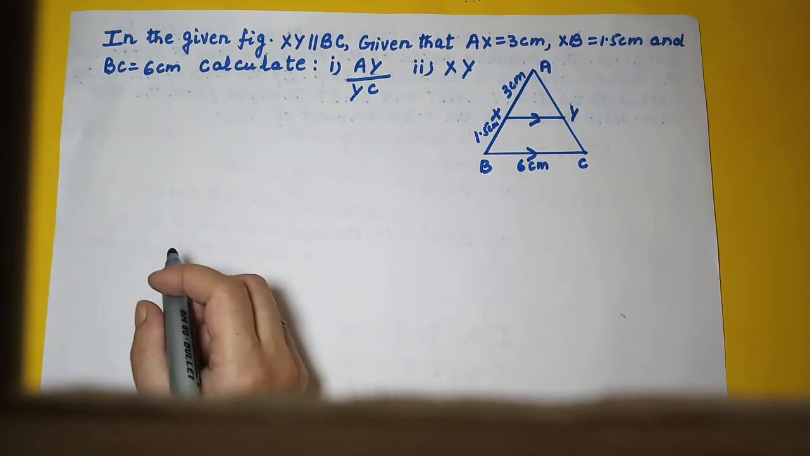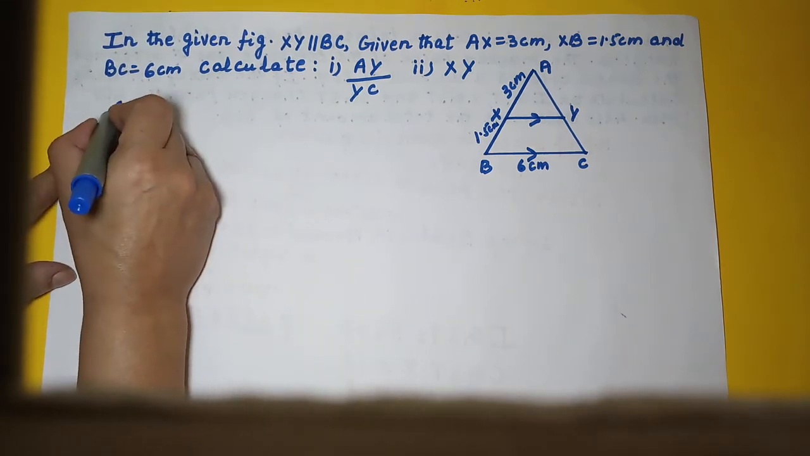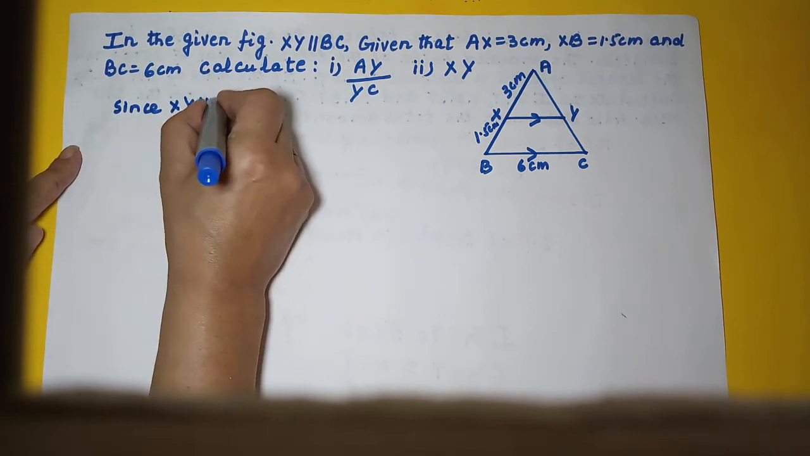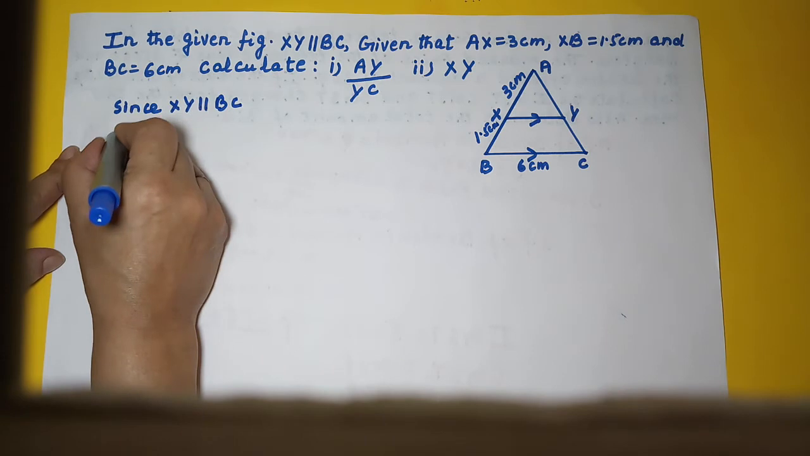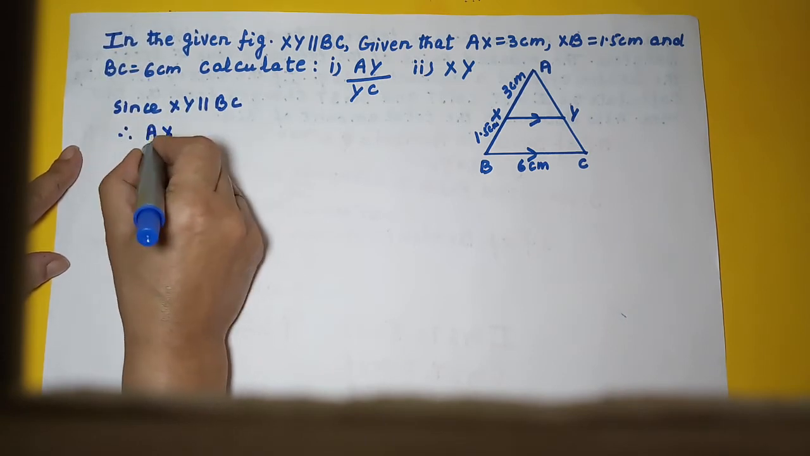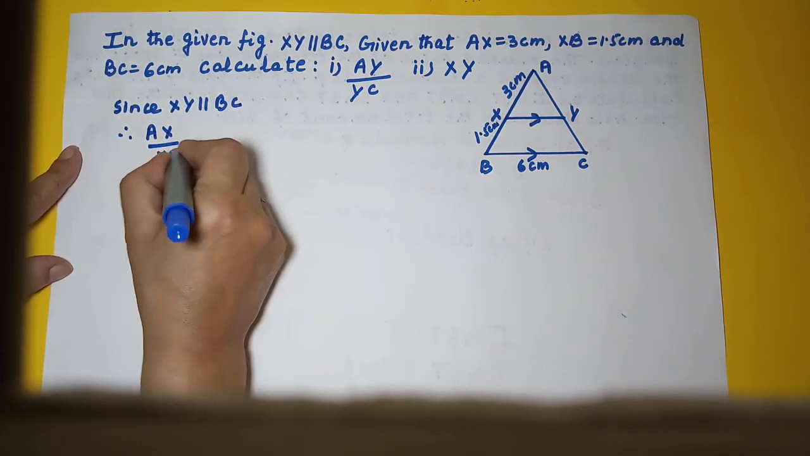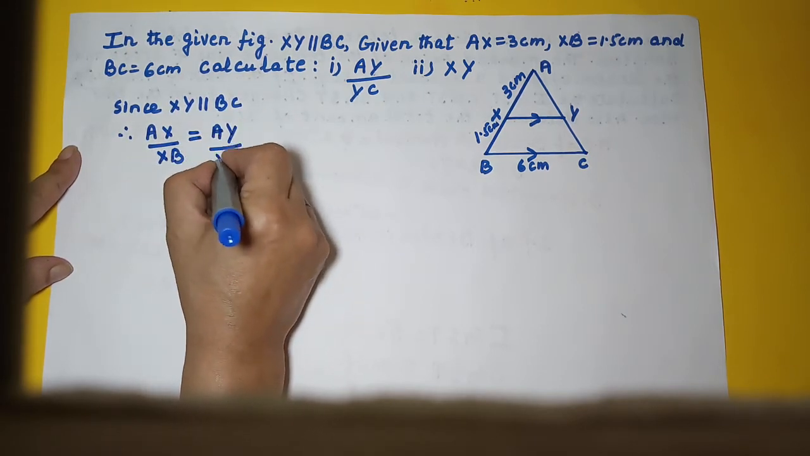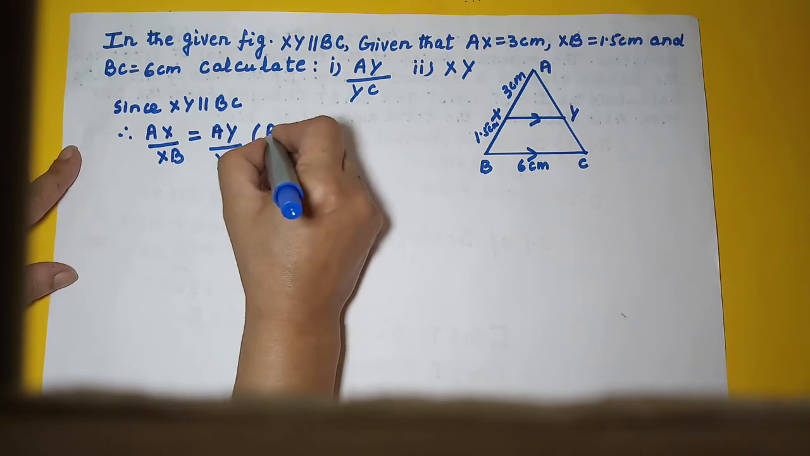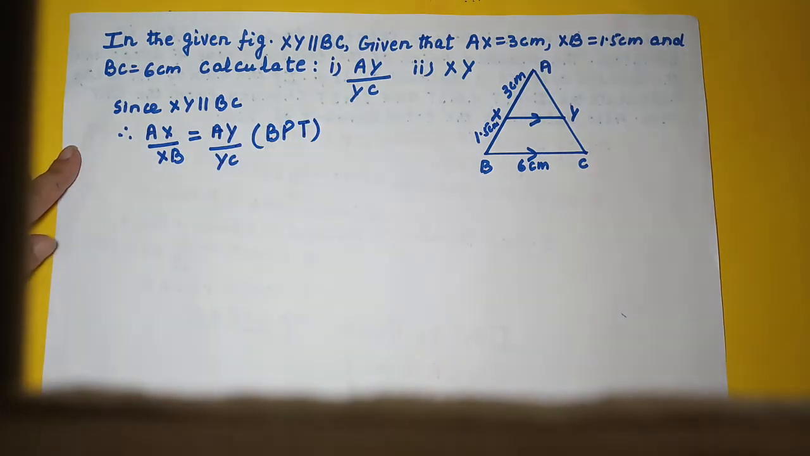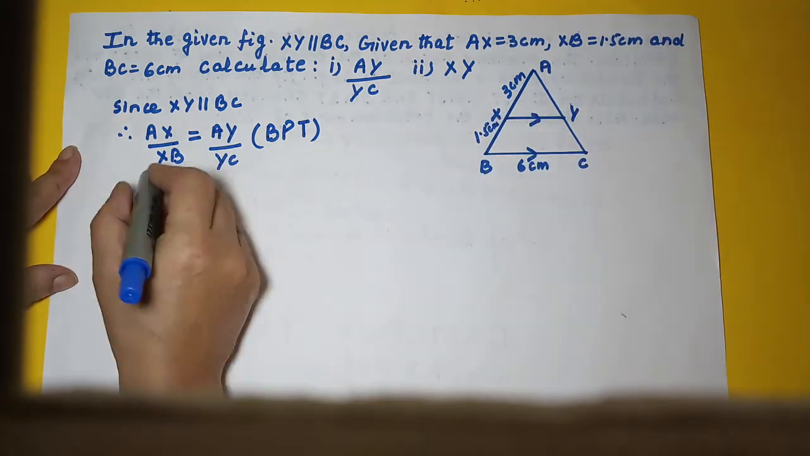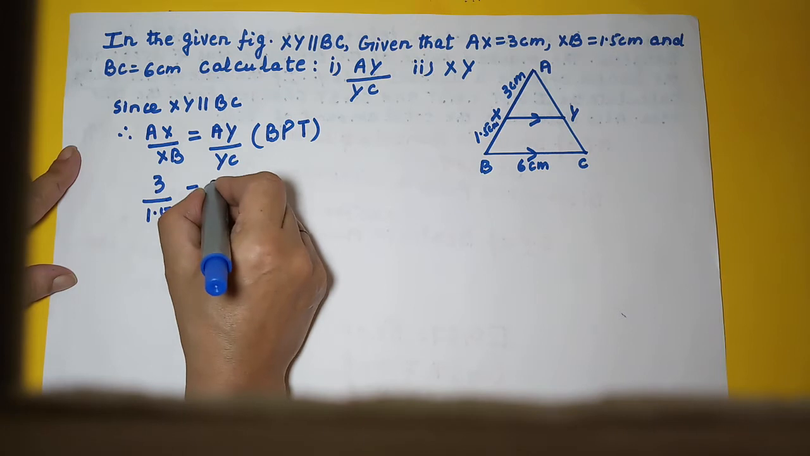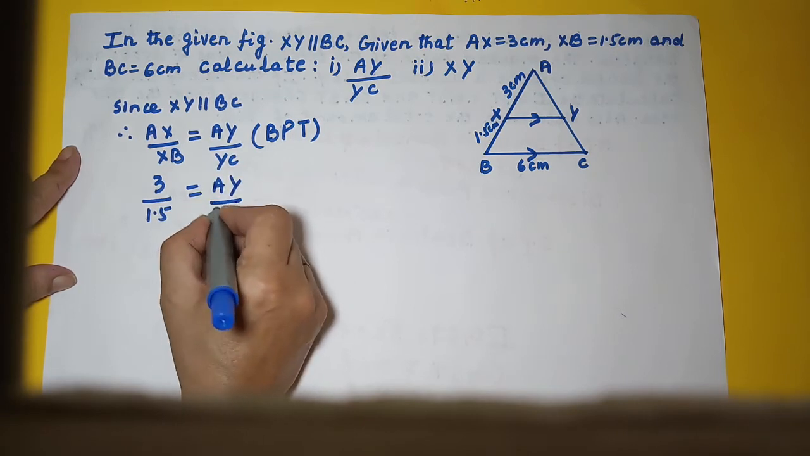So here, since it is given that XY is parallel to BC, therefore AX upon XB will be equal to AY upon YC. Why? Basic proportionality theorem, we have done that, right? Now, AX is given 3, XB is given 1.5, that is equal to AY upon YC.